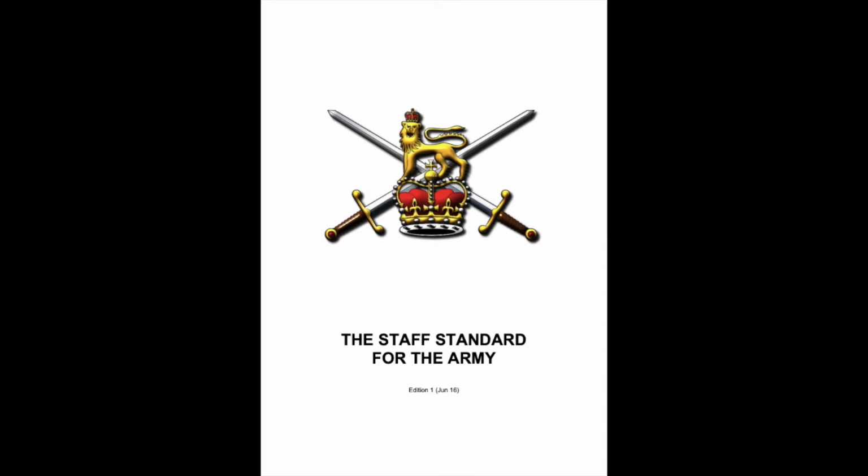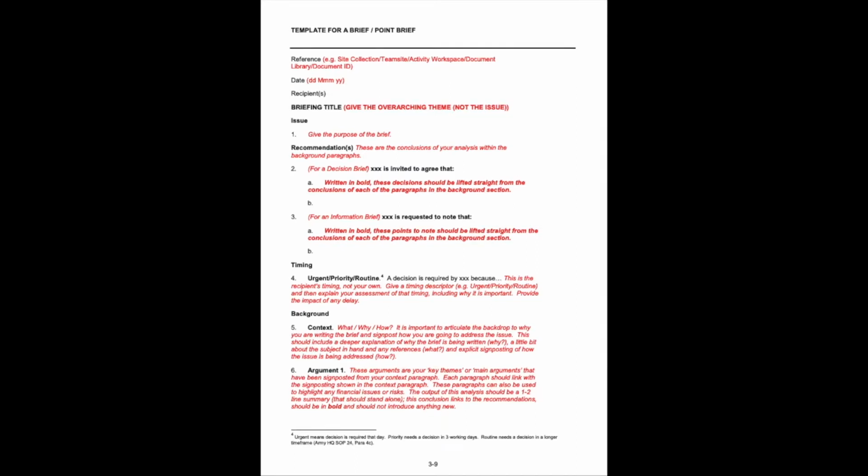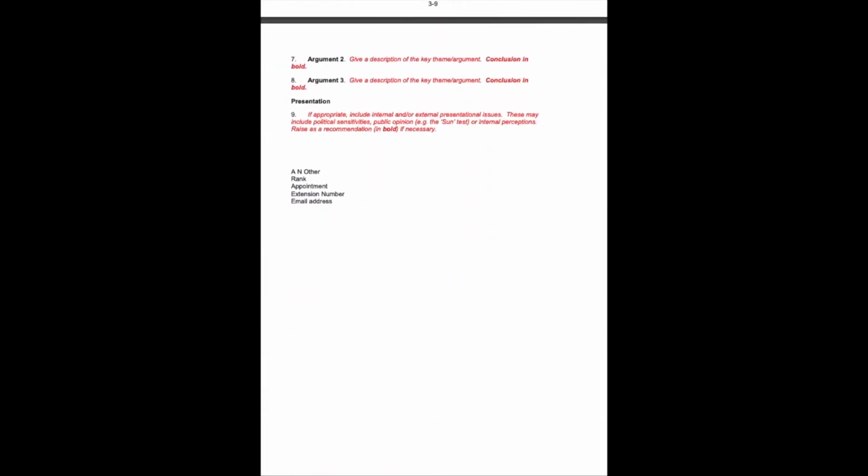To confuse matters further, we have the 2016 version of the Army Staff Standard. This is the document which provides guidance to Army staff officers for various tasks. This includes several templates. Here is the template for a brief or a point brief. As this is an Army publication, this should out-trump the JSP, which is for all three services. However, this predates the latest version of JSP 101, thus causing even more ambiguity. You should now be able to see that there are elements of subjectivity creeping into our IRTB.